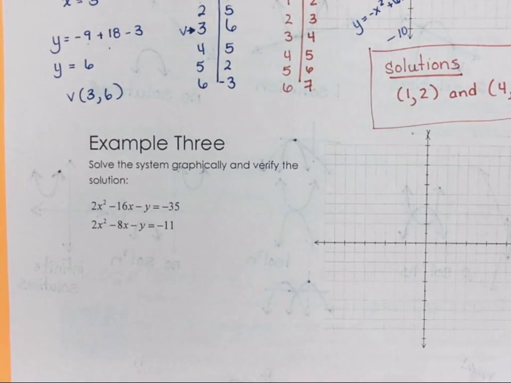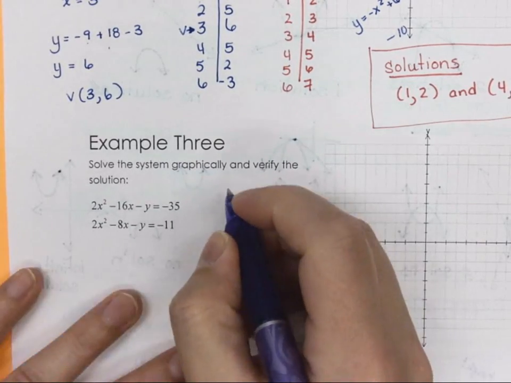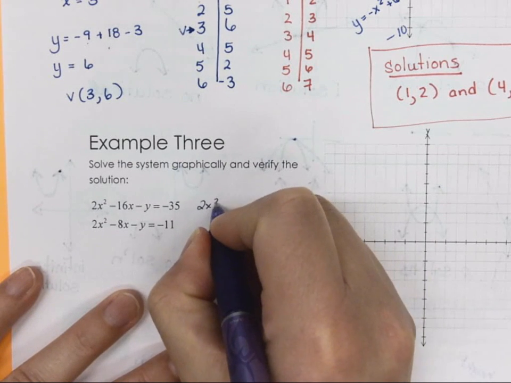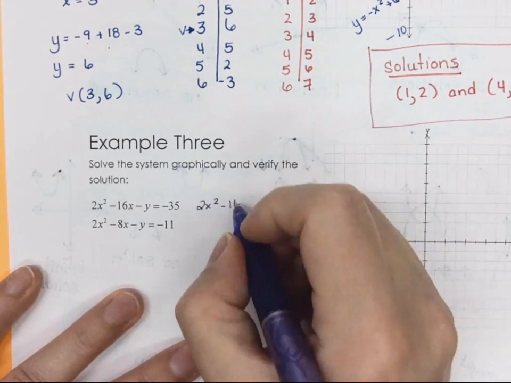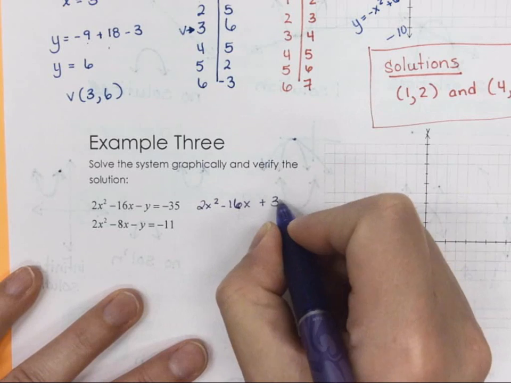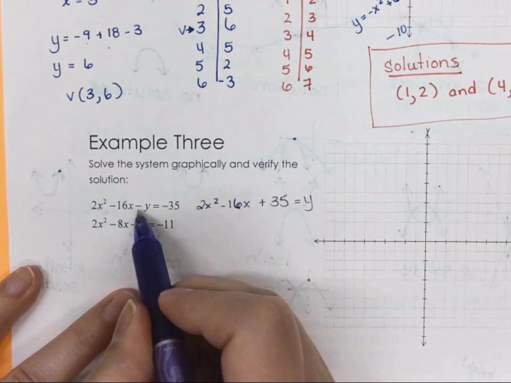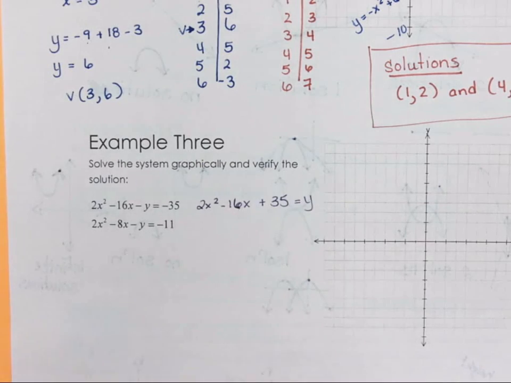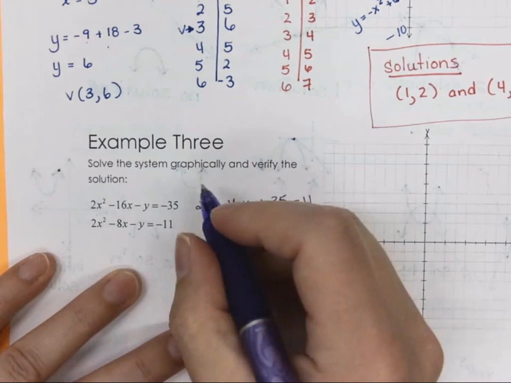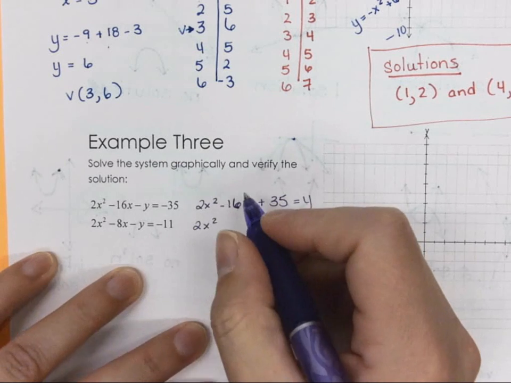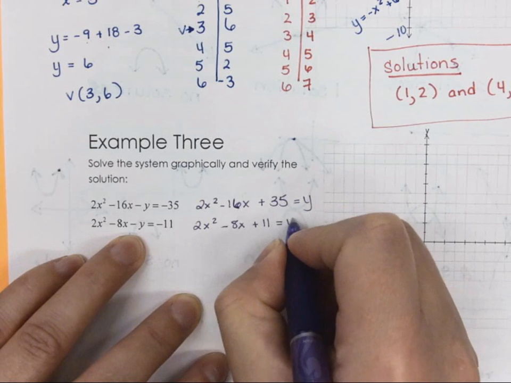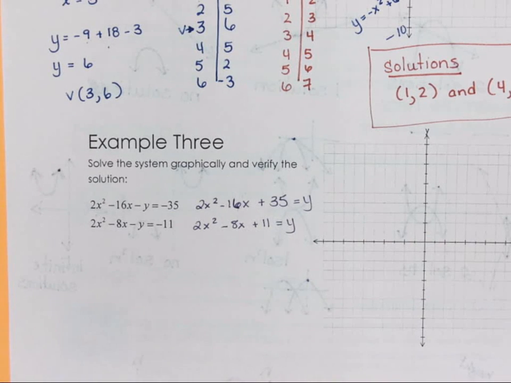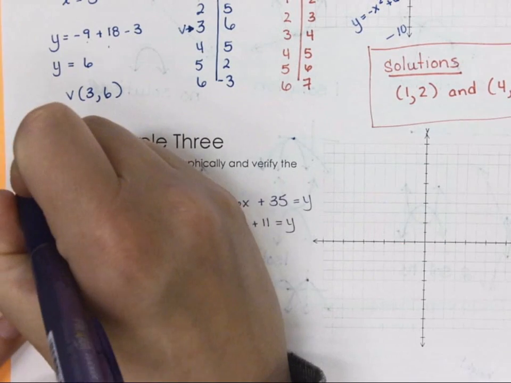Here we go. Like I said, I'm going to rearrange these equations because I'm used to graphing them with y equals. Luckily, I'm using an erasable pen. So all I did was move the y out and the 35 in, and I changed those two signs. I'm going to do the exact same thing for this one. So this is going to be 2x squared minus 8x plus 11 equals y. So what type of system is this? This is a quadratic, right?